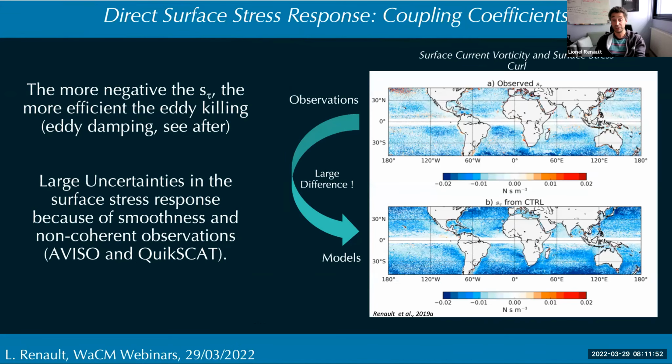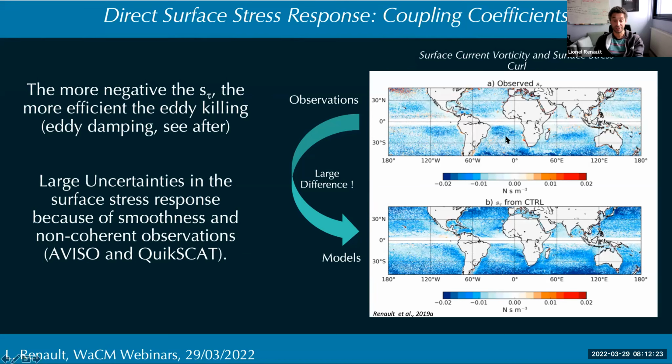And actually, we have issues with the observations. So it's an illustration here. We can have a rough estimate of this coupling coefficient using QuikSCAT and EBISO. So for example, here, on the top panel, I estimated S2 using EBISO and QuikSCAT. We can see that it's more or less negative everywhere. But if we compare it to that estimated from the coupled model, we have a large difference in terms of strength. It's less negative in the observations.